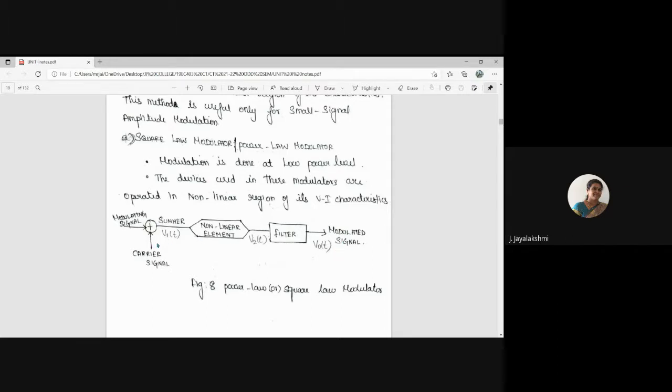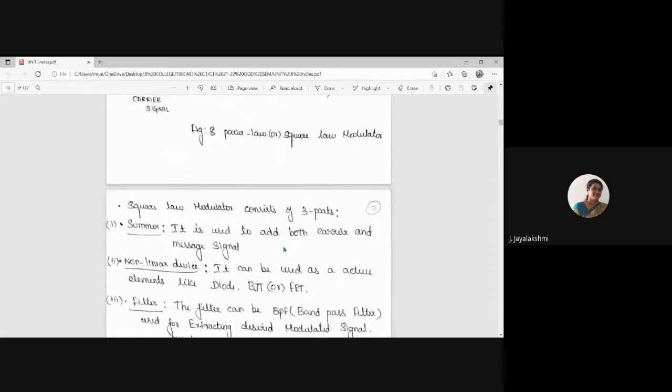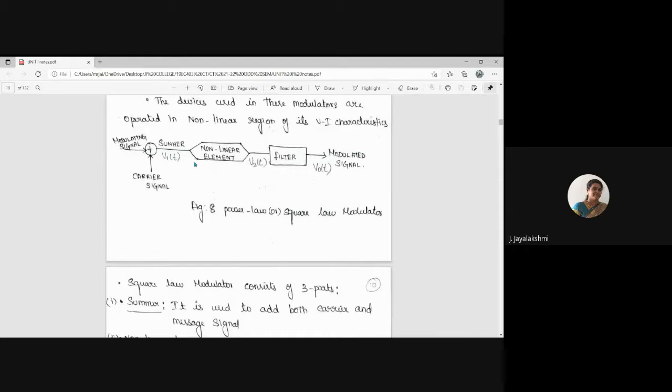So here the signal at the input of the nonlinear element is considered as V1(t), and after operating in the nonlinear region, the signal becomes V2(t), and at the output of the filter, it is considered as V0(t). This way of generating the modulated signal, specifically the AM modulated signal, is called the square law modulator or power law modulator. Why specifically square law? We'll see that. This square law modulator consists of three parts: the summer, the nonlinear element, and the filter.